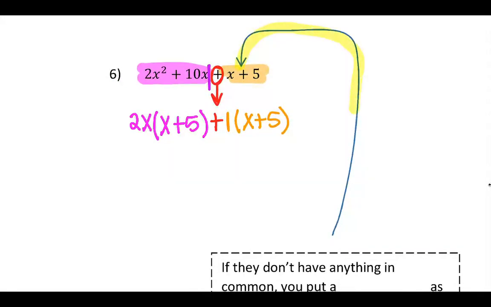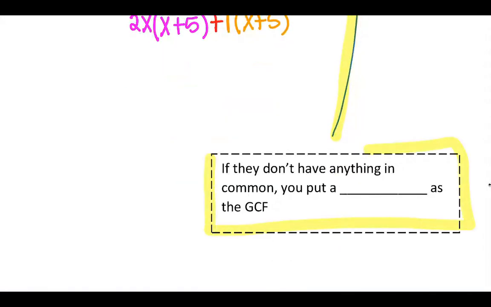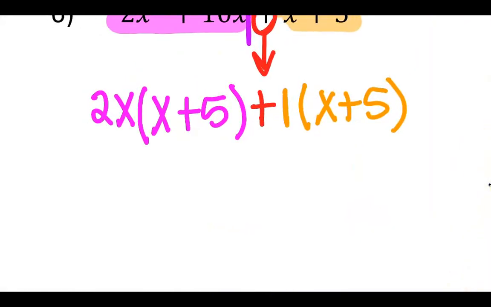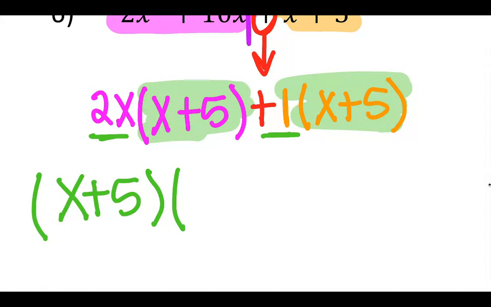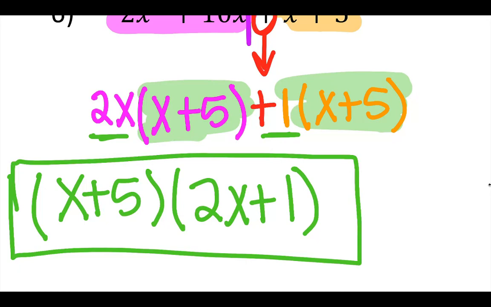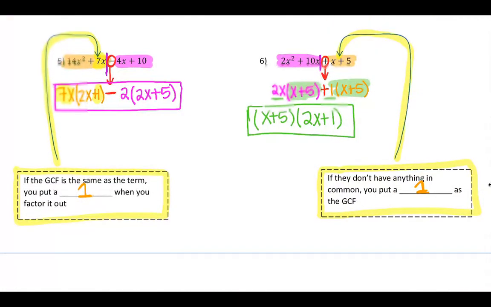So that's this box down here. And if they don't have anything in common, you put a 1. Nothing in common, you're going to put that 1 there. And the reason we do this is, look, I now have another GCF of x plus 5 and x plus 5. I can take x plus 5 out of both of these things, and I'm left over with the 2x plus 1. So now it is completely factored. Fun stuff.